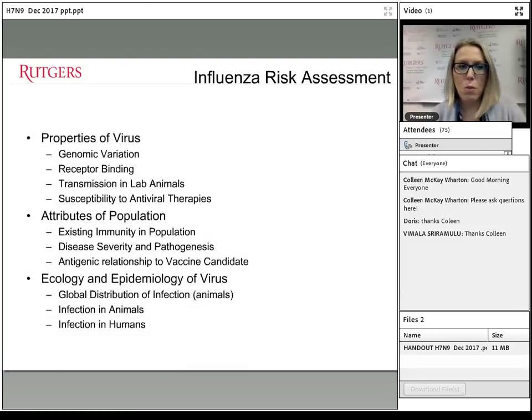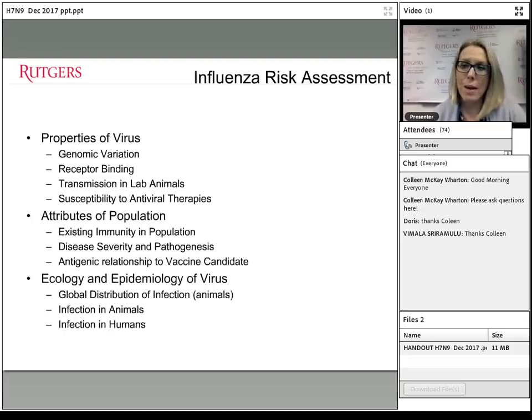So breaking it down a little bit more on the properties of the virus, this is where you look at all the different mutations that the genome has, and if it has a certain mutation for drug resistance, or a certain mutation that causes transmission between mammals, this would be where they would look at that. Also the receptor binding potential: does it bind to the 2,3 or does it bind to 2,6? That's going to be really important.